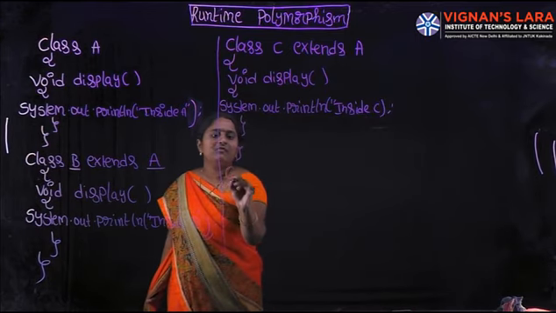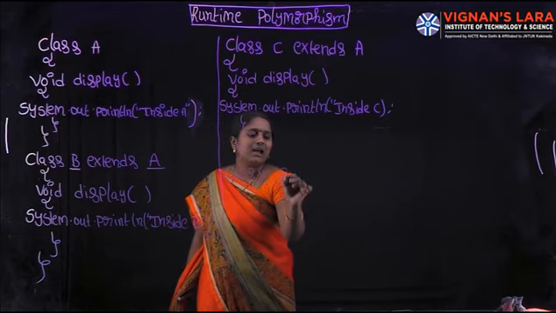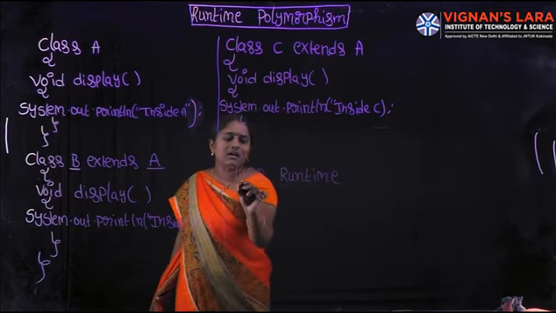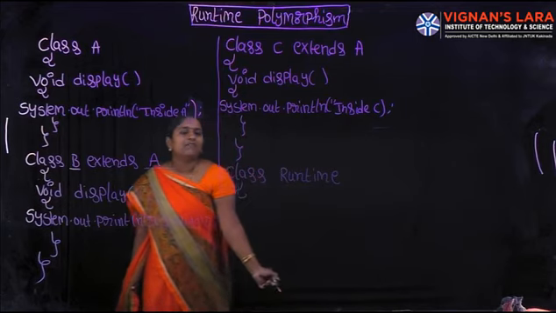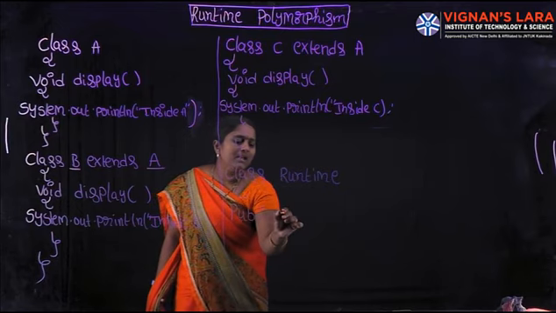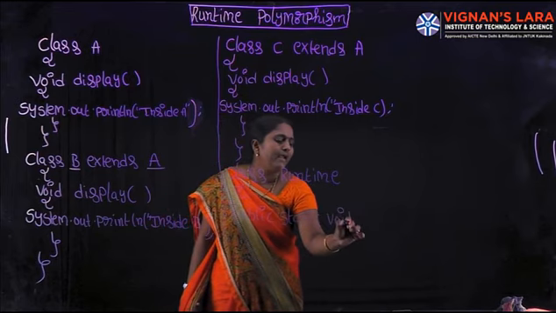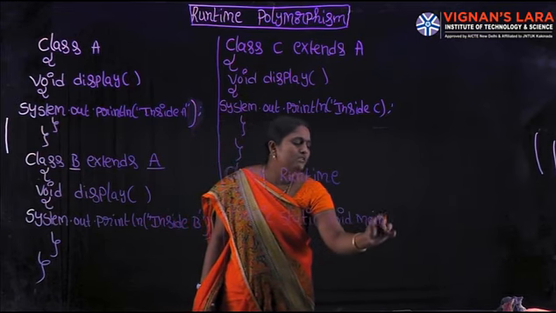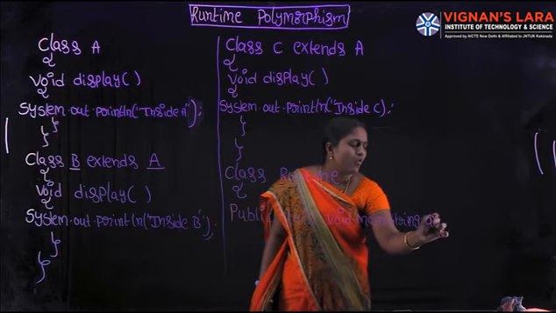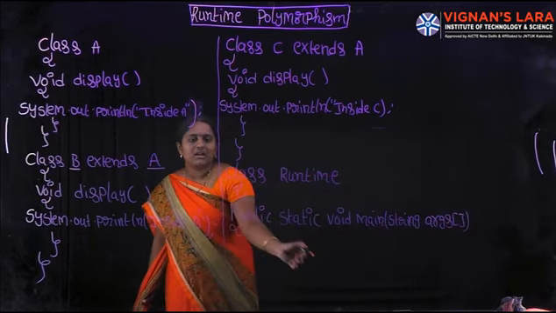Here I am taking one more class, class runtime. In this class, I am defining the main method: public static void main String args array. Already you know that the main method has these keywords. After main we can open the curly brace.